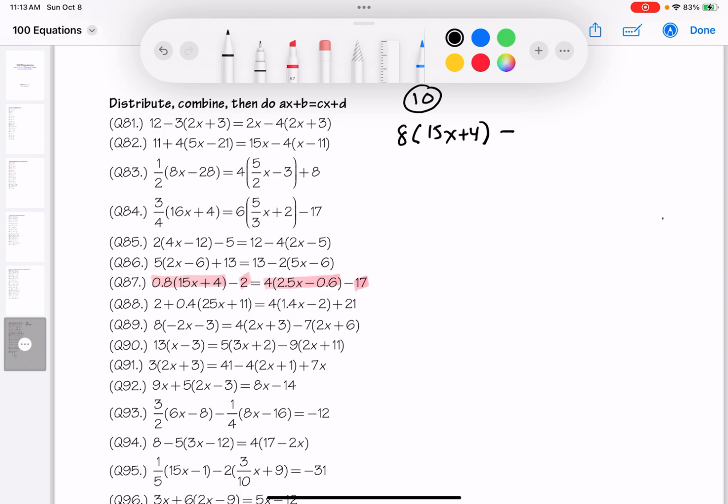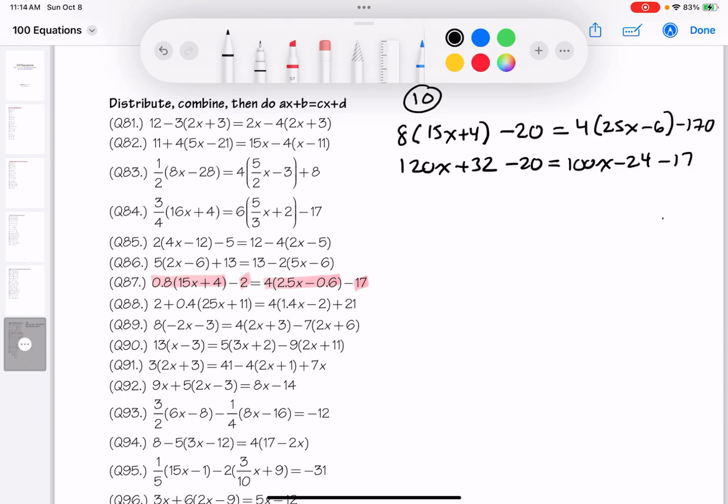Now, when I associate the 10 with the second term, which is 2, I get 20. Now, when I associate the 10 with the next term over there, I'm associated actually with the 2.5x minus 0.6, which would give me 25x minus 6. And then 10 times 17 is 170. Let's do that. Well, 8 times 15 is going to be 80 and 40, 120, plus 32, minus 20, 100x, minus 24, minus 170.